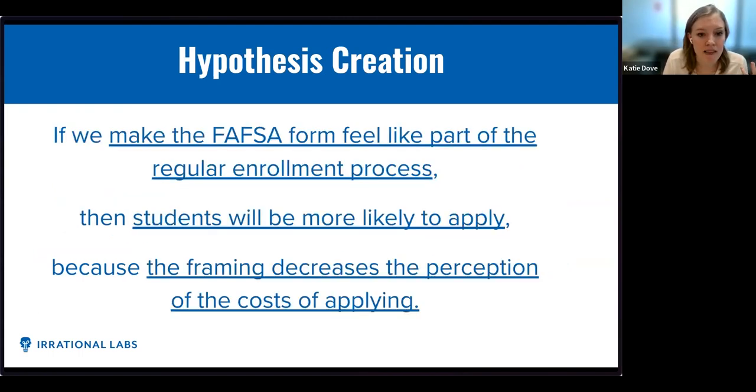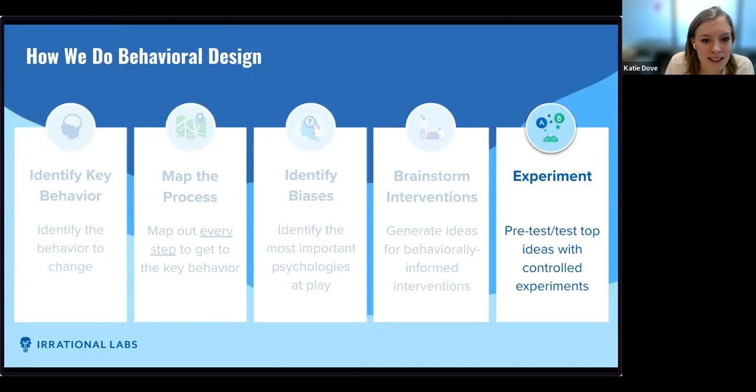And so that became our hypothesis. If we make the FAFSA feel like part of the regular enrollment process, then students will be more likely to apply because the framing decreases the perception of the cost of applying. And so this moves people from an optional mindset, this is something I could do, to a required mindset. This is something I am supposed to do. It's normalized. Students no longer feel like they need to weigh their options. It's just something they need to start working towards.